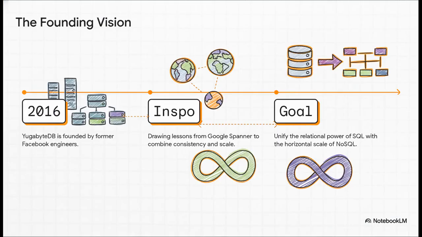So their journey kicks off in 2016. They were really inspired by Google's work on a database called Spanner, which was kind of the first big proof that combining global scale and strict consistency was actually possible. So they set a super clear goal: take the power and the familiarity of SQL and fuse it with the incredible horizontal scale of NoSQL.